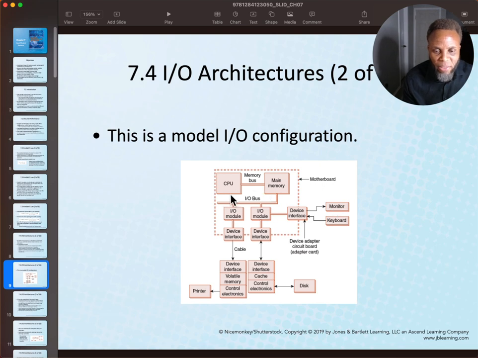So the I/O bus is what is used to communicate data to the I/O modules, and then the I/O modules interface with the device drivers. The device drivers now interface with the peripherals. All of this is resident on the motherboard. So all of this, the I/O modules, the device drivers, the buses, all of these things in totality is what we call the I/O subsystem.